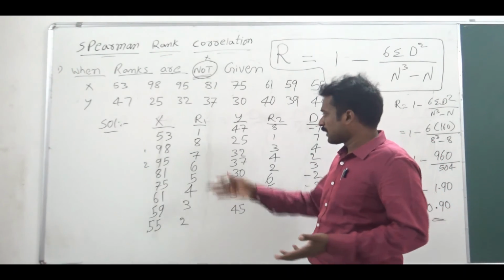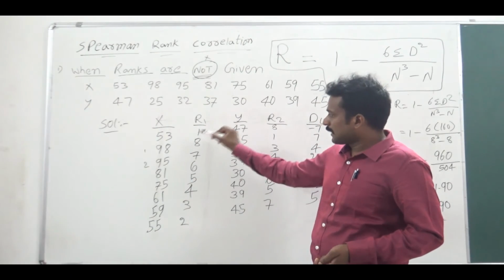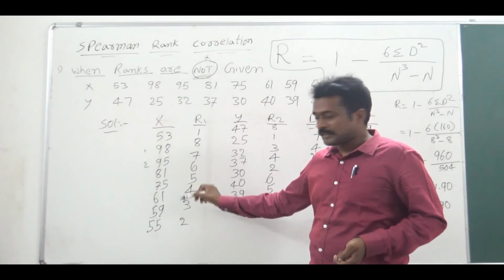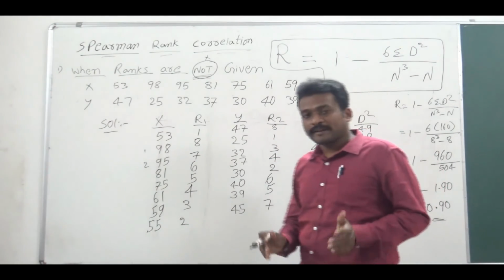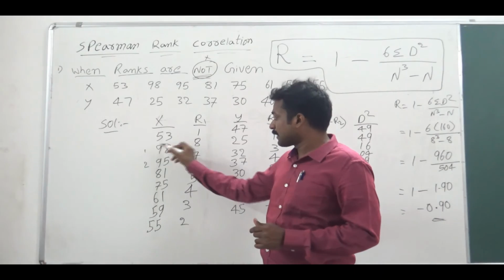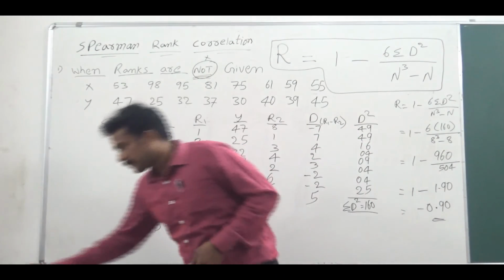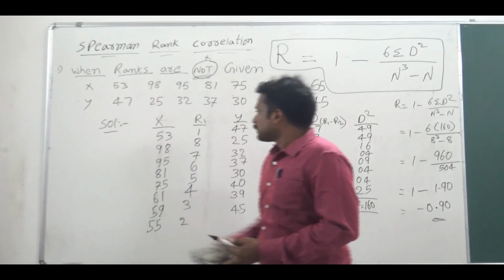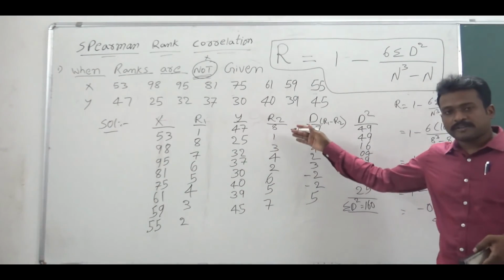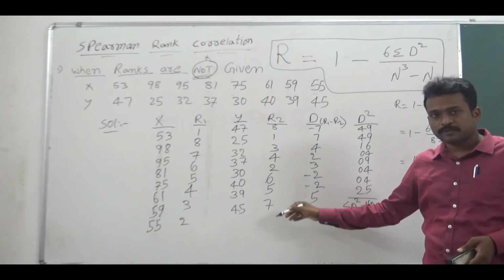The choice is yours: you can find the least value, give it rank 1, and increase the ranks as the x values increase. Or you can find the highest value and give it rank 1, then 2, and likewise. The choice is yours, based upon your comfort. Even for the y values also, I have calculated rank values.